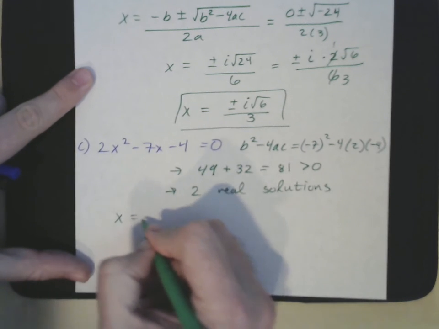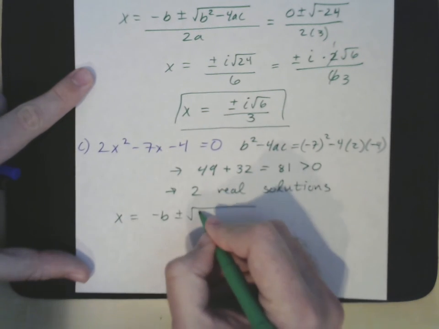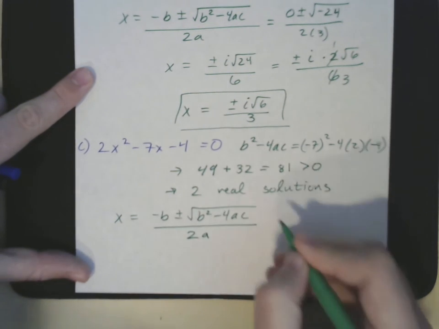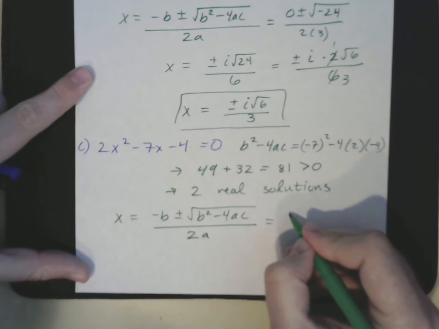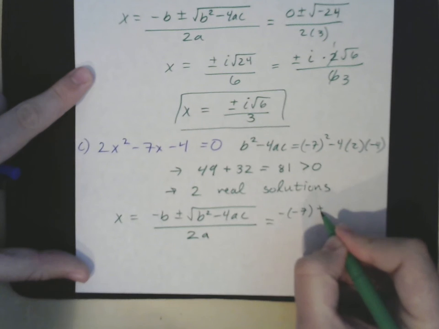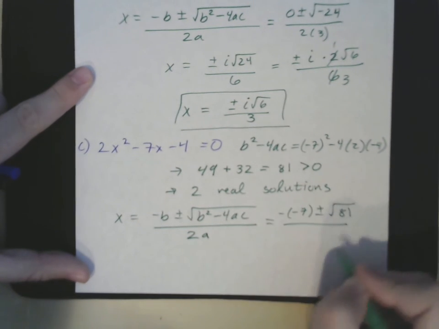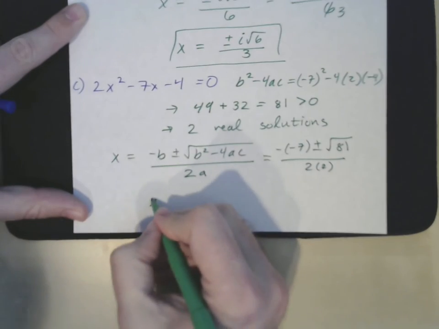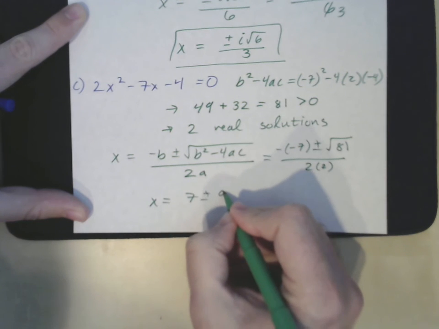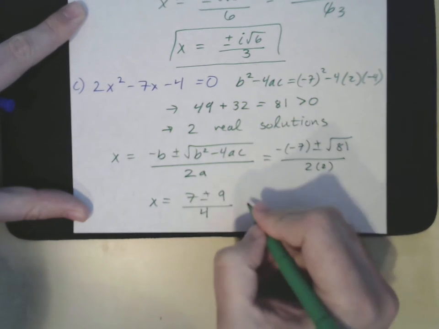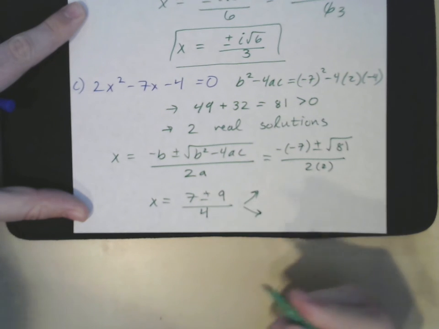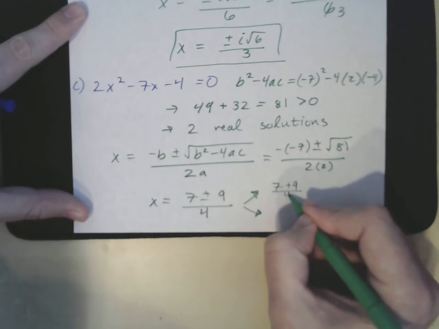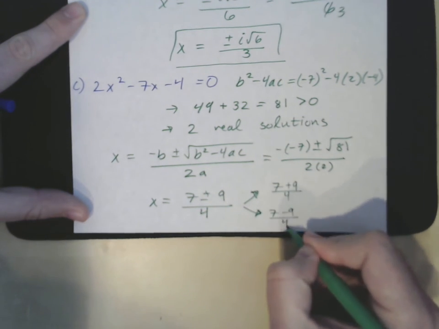So our quadratic formula, negative b plus or minus the square root of b squared minus 4ac all over 2a. We already know the simplified version, so negative b is negative 7 plus or minus the square root of 81 all over 2 times 2. So we have x equals 7 plus or minus 9 over 4. So this is where we have to split this, as I said in the last group of examples. This is 7 plus 9 over 4, and 7 minus 9 over 4.